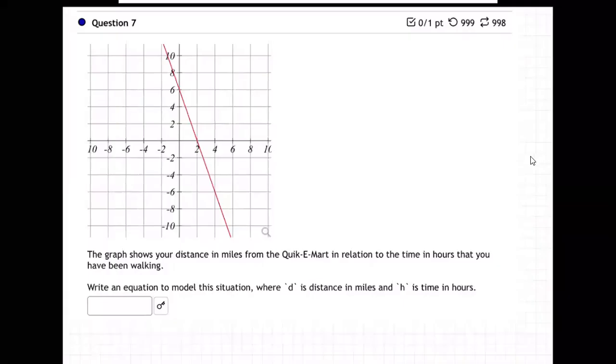Okay. What does it say? It says the graph shows your distance in miles from the quickie mart in relation to the time in hours that you have been walking. Write an equation to model this situation where D is the distance in miles, H is time in hours.